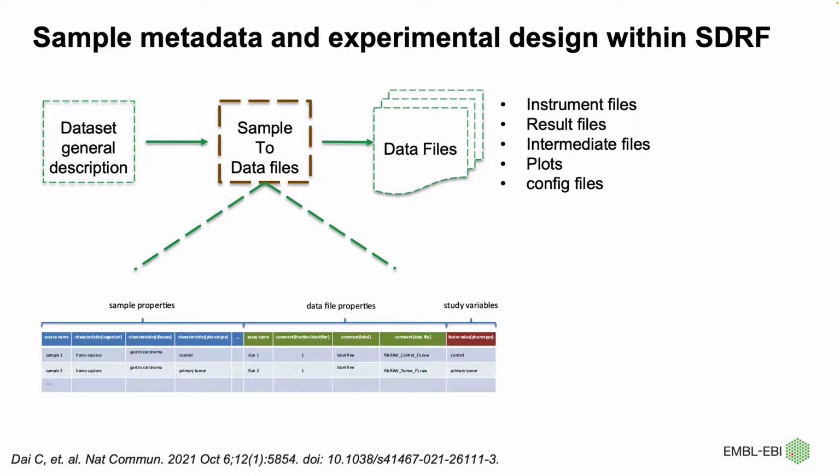This came from a really old problem in proteomics, which is basically in the proteomics archives. Most of the data that is deposited are the instrument files, the raw files, the result files, and intermediate files, including also plots and configuration files. The dataset's general information is also deposited, like the title, abstract, protocols, and so on. But for a long time the relation between these instrument files and which sample was captured in each file has been missing. And that's what we want to model here.